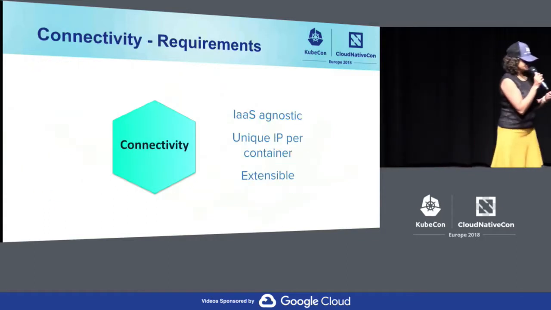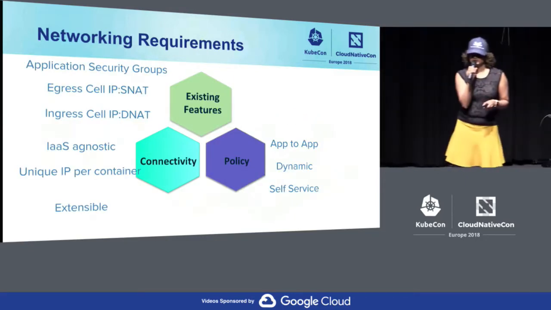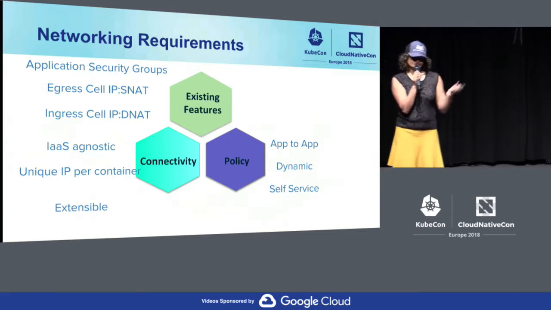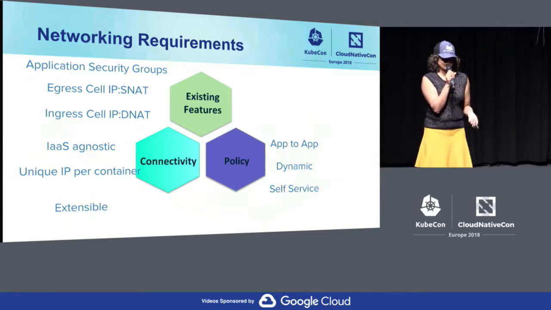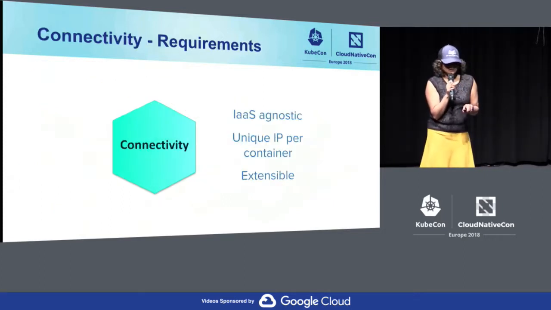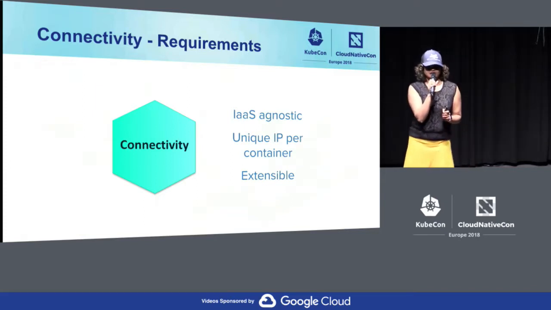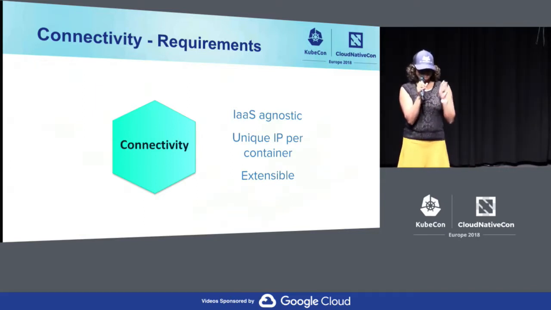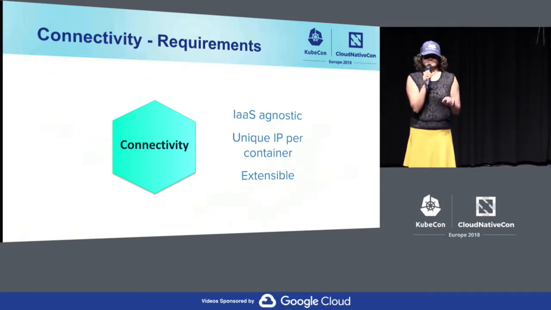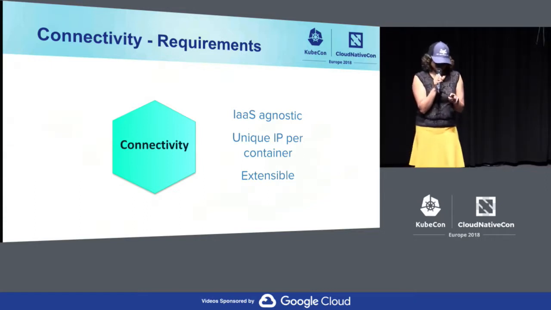Okay, and the last part was policy. So policy is basically allowing specific applications to talk to each other, having it dynamic as well as being self-service. Since we're talking about CNI, we're going to focus this talk on the connectivity aspect of our requirements. And the main things we wanted for connectivity was that it was IaaS agnostic, that there was a unique IP per container, and that it was extensible.